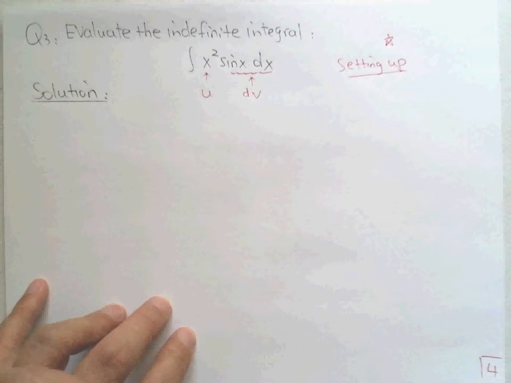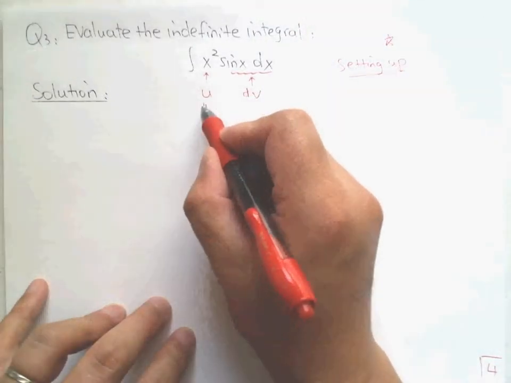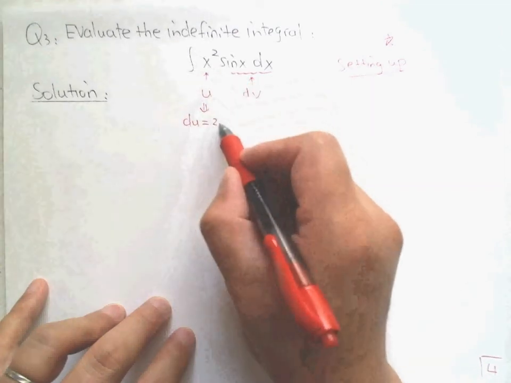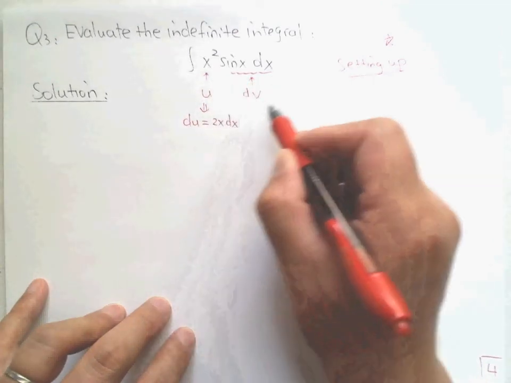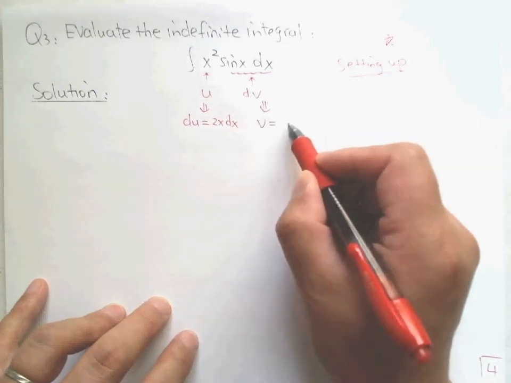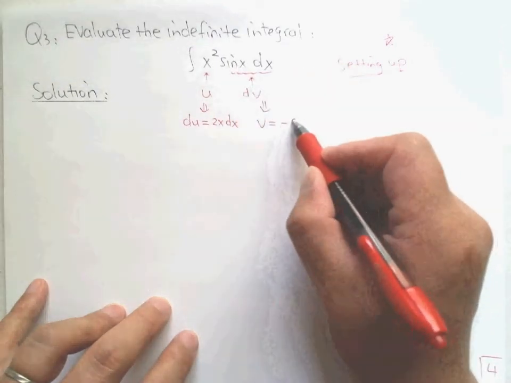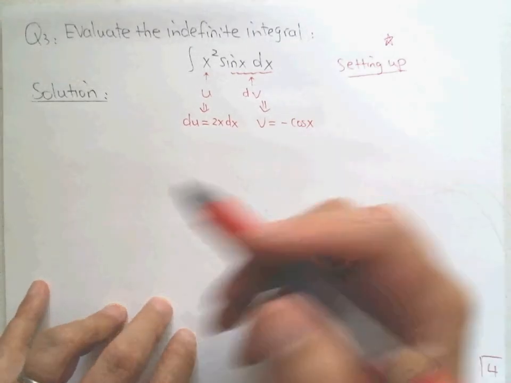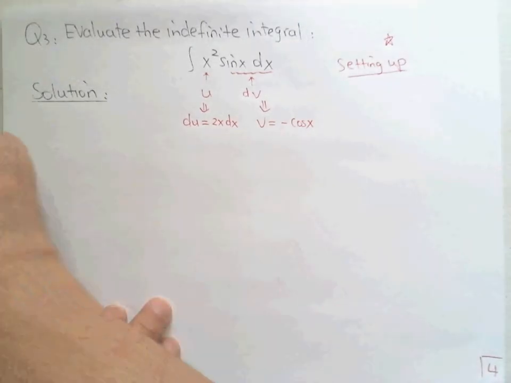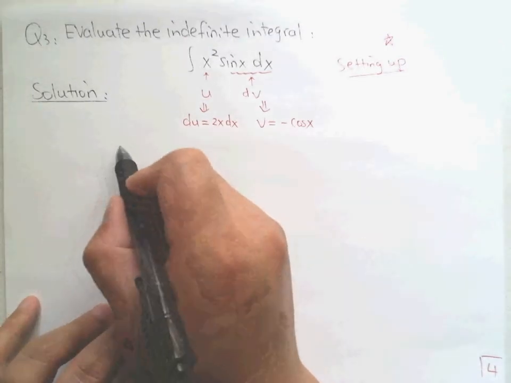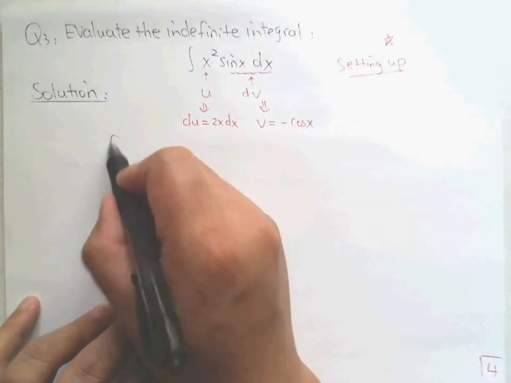What is the antiderivative of dv? It's negative cosine. So that's good. Now I'm going to get du. This is easy: du is 2x dx, right? From here, what is v? We know v is the antiderivative, that is negative cosine. That's good. The first setup we already have, and then I have to write one more.